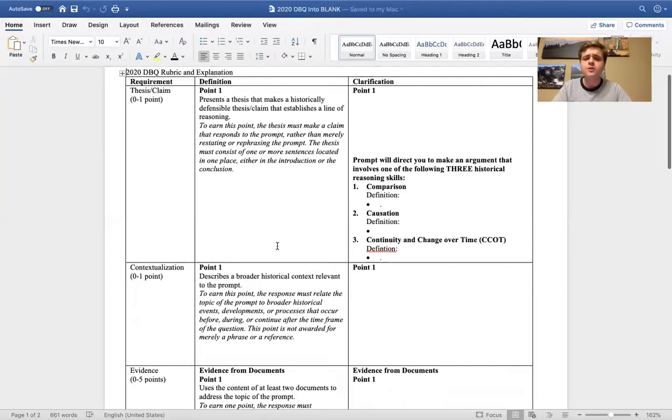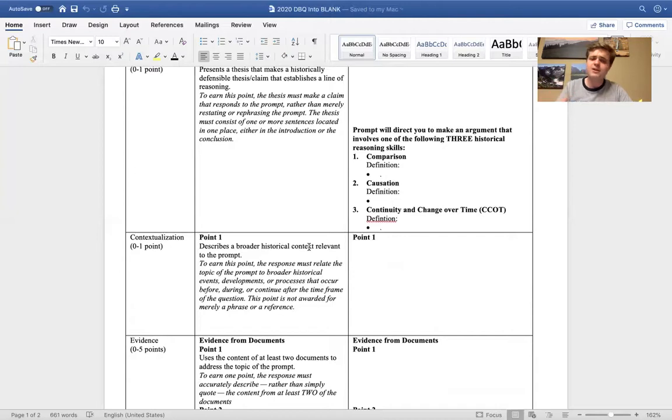The next section we're going to talk about is the 3 types. You can have comparison, causation, or continuity and change over time. No one knows what the College Board is going to ask of you, but the chances are pretty high that it will be either causation or continuity and change over time. Those are the most popular ones, but we're going to have you prepared for all 3 because it could be any of the 3. With a comparison, all you're doing is arguing what is similar and what's different between 2 things.